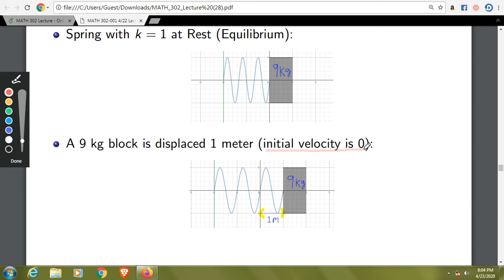Now we could be, say, forcing it, or we could pull it at a certain velocity, but we're just going to pull it back and then just let it go. That means when we just let go, the initial velocity is 0. If instead we were pulling it back and also pushing it, giving it a velocity, that is not going to change the equation of motion, but it is going to change the initial conditions. So the displacement of 1 meter and the initial velocity of 0 are 2 initial conditions.